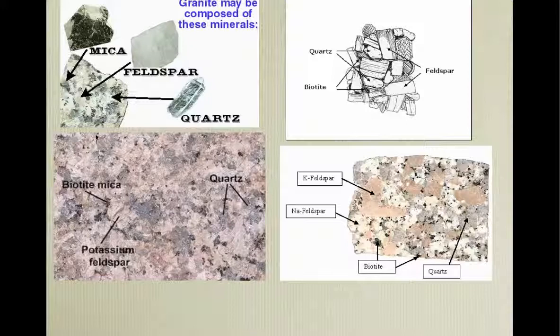And you find out you've got these black flaky things. You've got this pink or white stuff with parallel streaks in it. And you've got this clear stuff that looks like glass. There are other things in there too. But what you have are 2 types of feldspar, a silicate, biotite mica, thin little flakes, and quartz, the glassy material. Granite is a rock and it's composed of minerals.